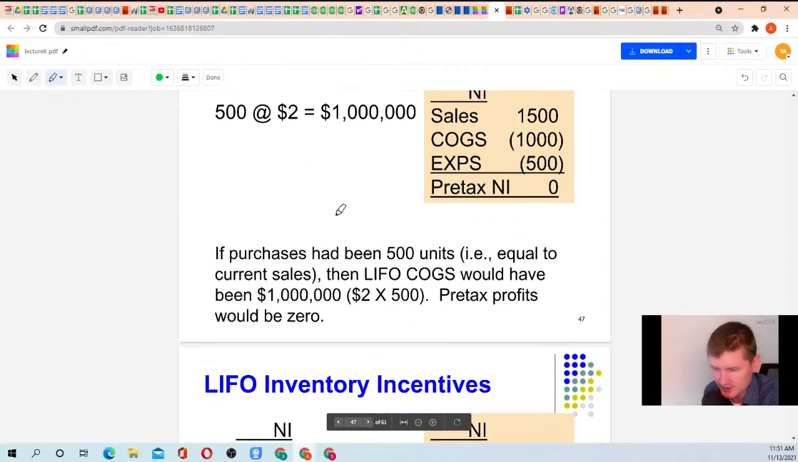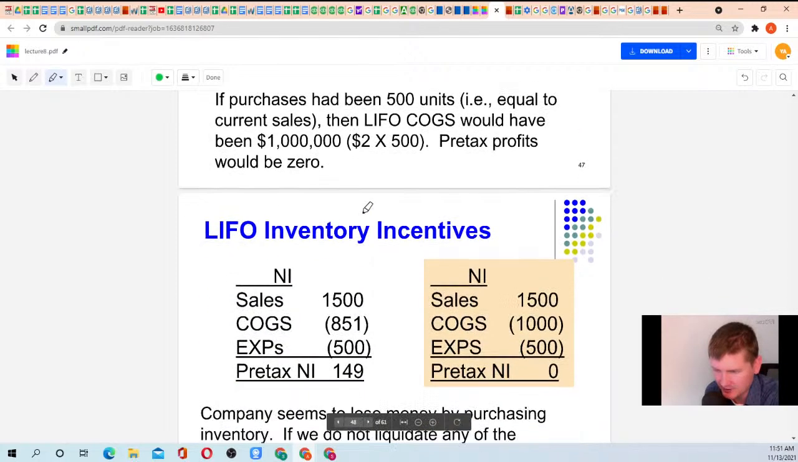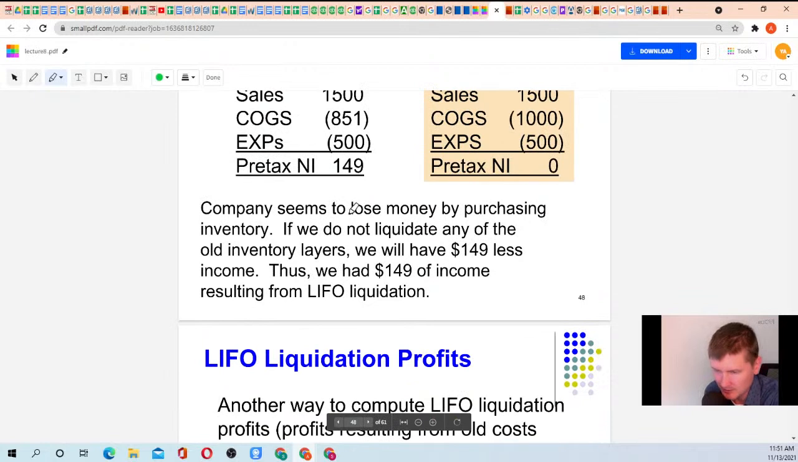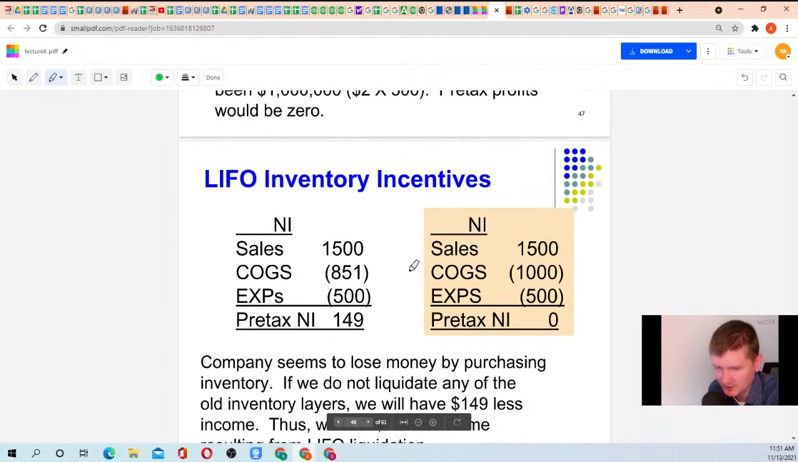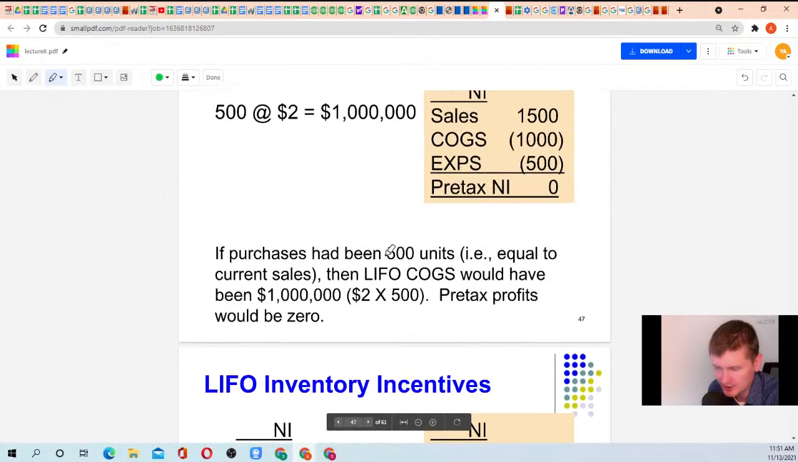LIFO inventory incentives, 500 pre-tax. The company seems to lose money by purchasing inventory. If we do not liquidate any of the old inventory layers, we will have 199 less income. Thus we had 199 of income resulting from liquidation.